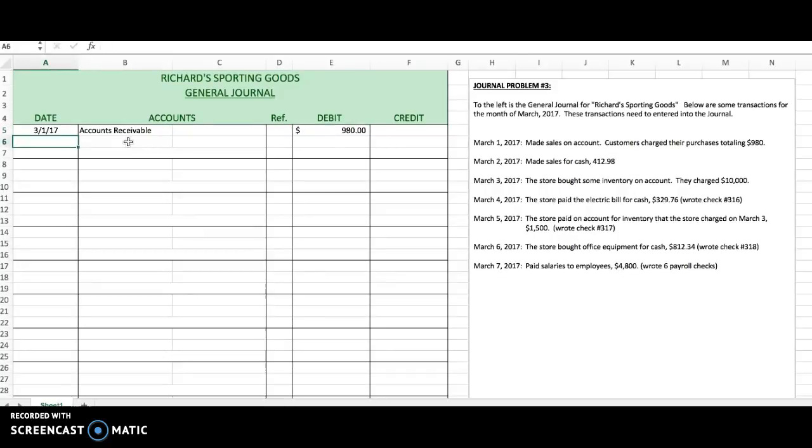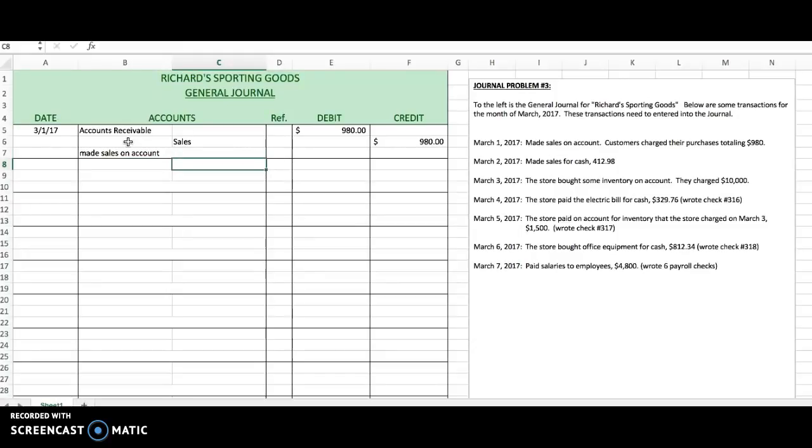So asset account, accounts receivable went up. We made sales on account. The other part of the entry is the credit part. We did make sales. Sales, as I said, is a revenue account. Revenue accounts go up on the credit side. Credits are the increased side of sales account. So 980. Then we need a description. Very simple. Made sales on account. Very simple. So that's the entry for that.